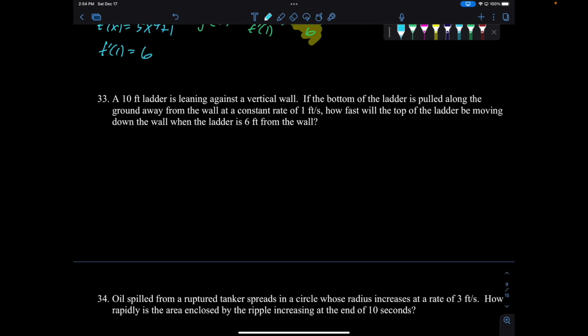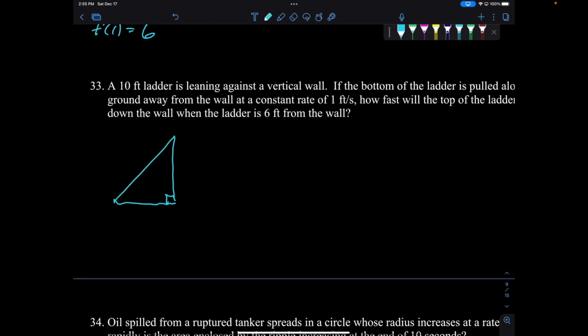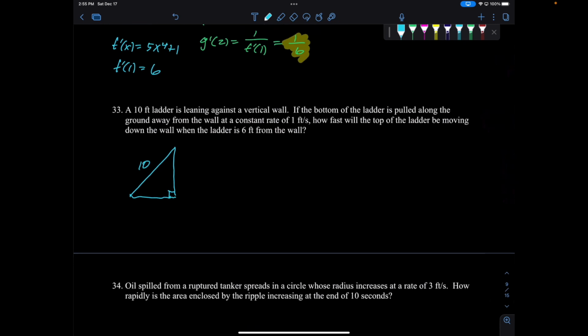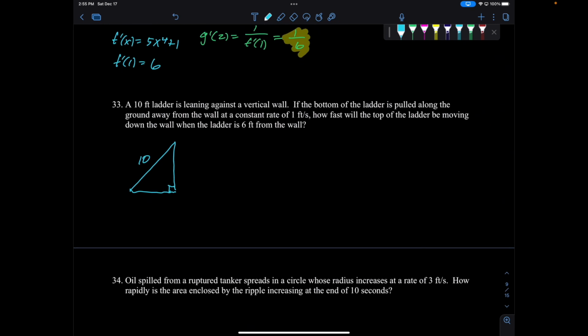All right, we are on number 33, and it looks like related rates. We've got a 10-foot ladder leaning against a vertical wall. I'm going to draw that, or try to. Okay, nice and neat. It's 10 feet, right? So that's never going to change, so I'm going to just put that in. If the bottom of the ladder is pulled along the ground, so let's call this x, away from the wall at a constant rate of 1 foot per second.